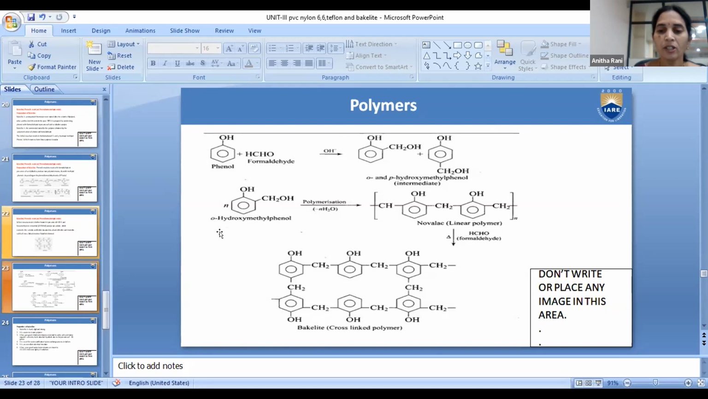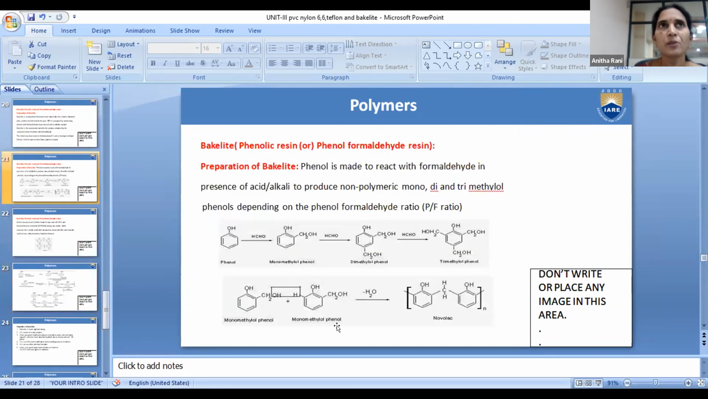Students, this is very, very important. Polymerization of hydroxymethyl phenol. So what type of polymerization is taking place here? Removal of H2O is taking place here. Which molecule is removed here? Condensation. Condensation polymerization is taking place.